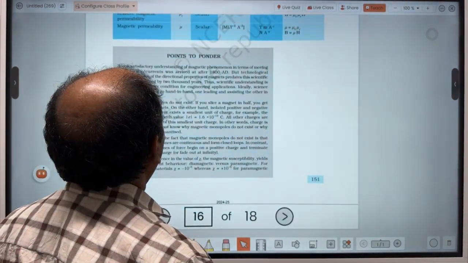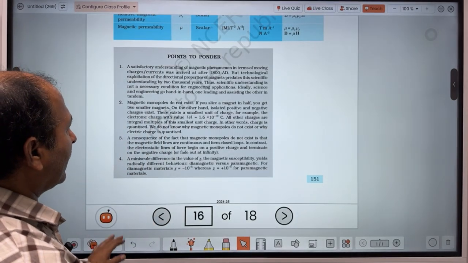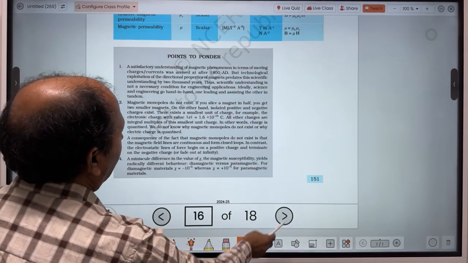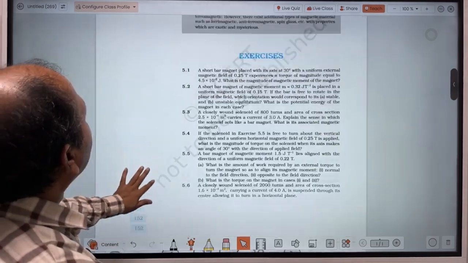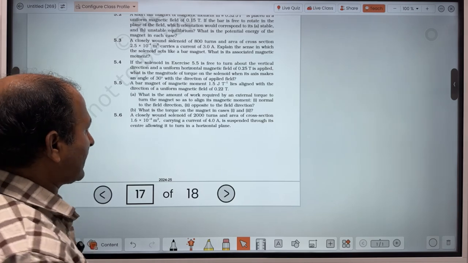Here some points are there which you can read. This will be helpful, and here there are some numericals. We will study these numericals in the next lecture.